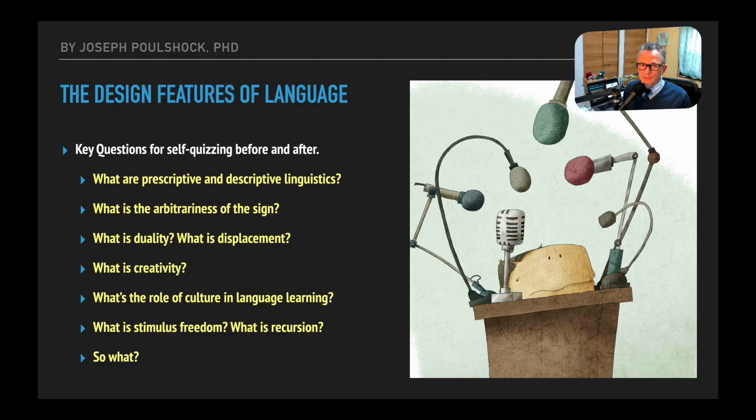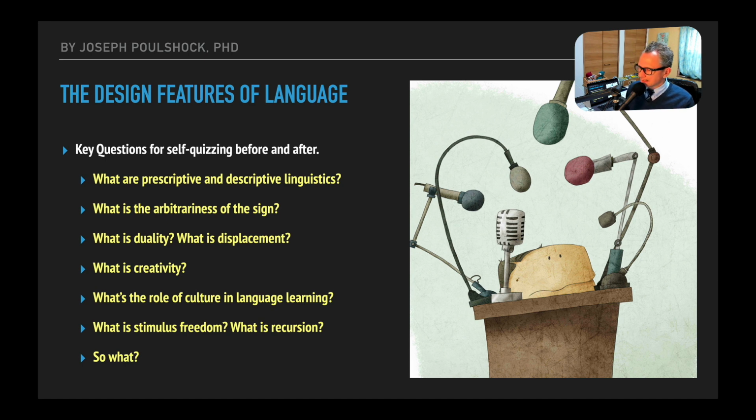Okay, element 1, the design features of language. So the opening slide gives you some key questions to ask yourself before and after you listen to the talk. Self-quizzing before helps you generate guesses, and that prepares your mind for learning. And then afterwards you can ask these same questions, but try not to look at your notes or the lecture slides or the video, and see if you can answer them in your own words with retrieval.